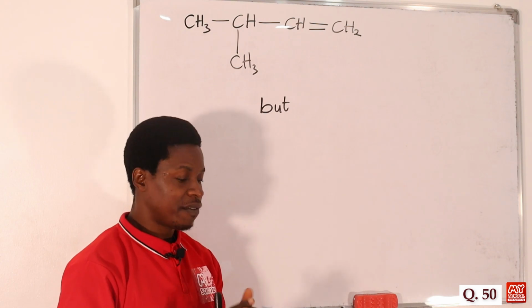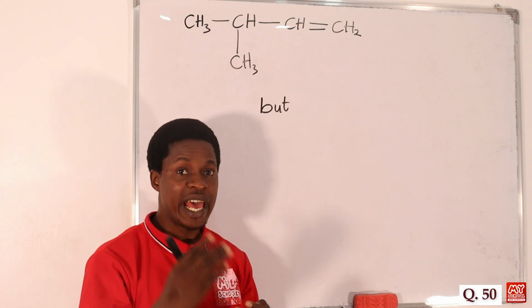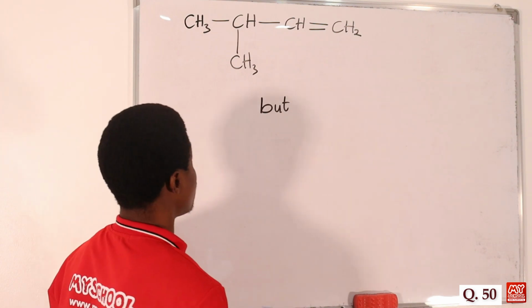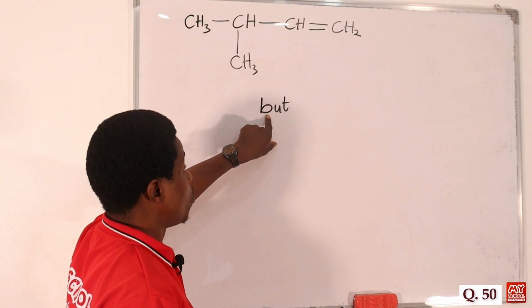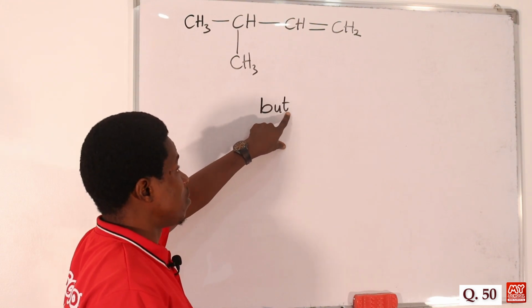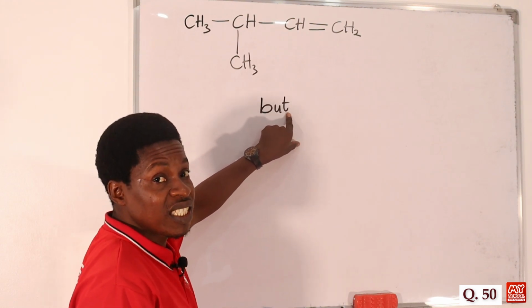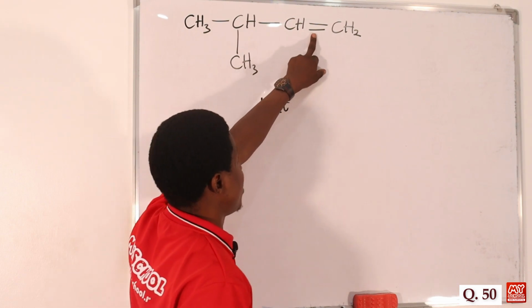We have pent; if it is 6, we have hex, then hept, oct, and so on and so forth. Because we have 4 carbon atoms here in the chain, we have but... Okay, would it have been butane? Is it butane? So we have a double bond here actually.